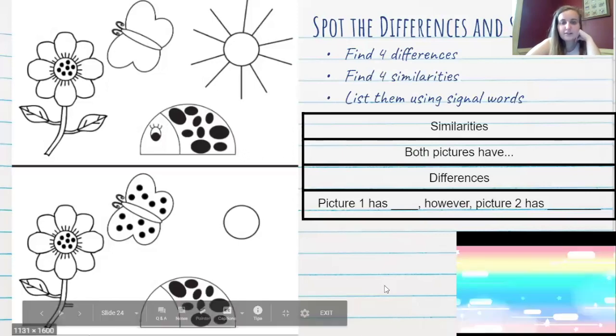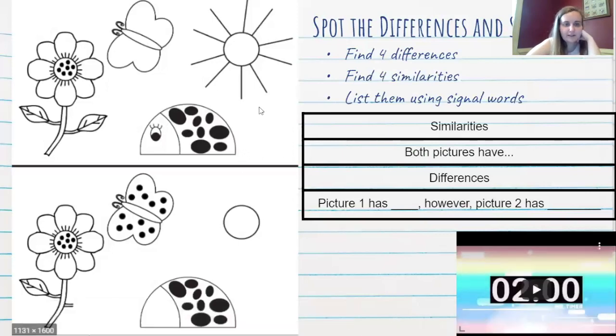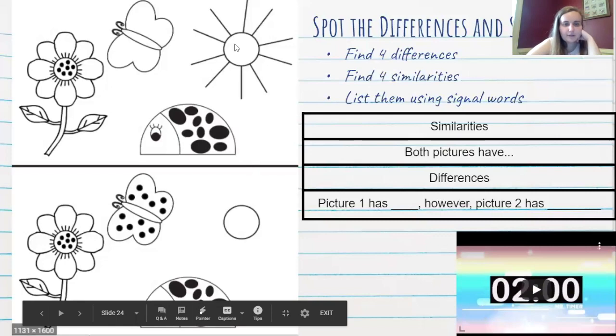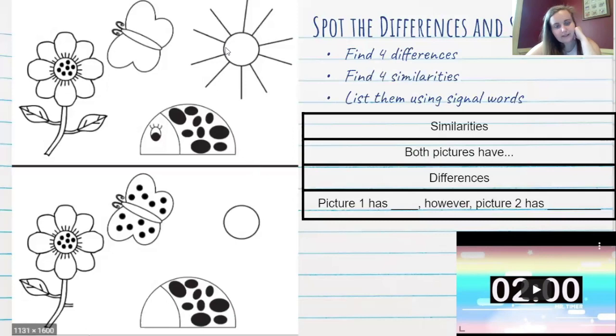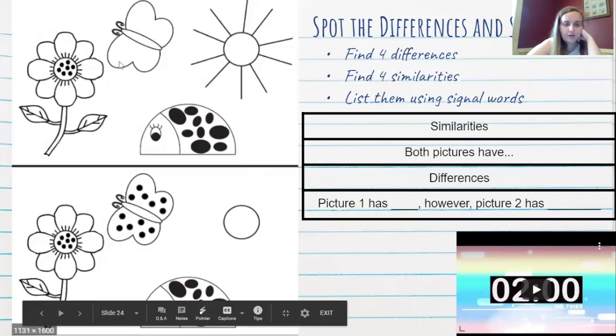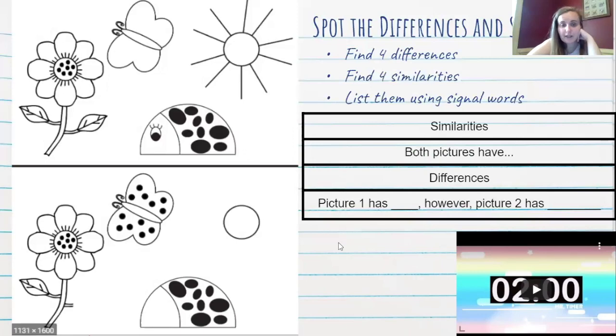All right, so you should have found several different differences. So some of our differences, you could have talked about the rays of the sun. So you could say picture 1 has rays on the sun, picture 2 does not. You could have talked about the petals of the flowers. You could have talked about the dots on the butterfly, the eye of the ladybug. Any of those would have worked for your differences as long as you included a signal word for each one. All right, so that is all we are doing with that.